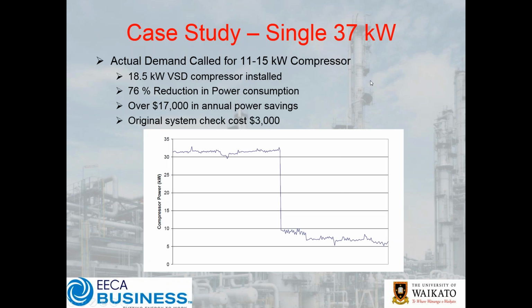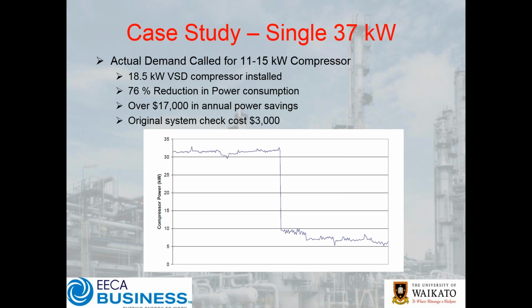What we realized is the actual demand called for about 11 kilowatts. We added a bit of a safety factor and said 15 kilowatts. Now the client at the time was a little bit shocked. They were worried about replacing a 37 kilowatt machine with an 11 kilowatt machine, so they opted for an 18.5 kilowatt VSD compressor.